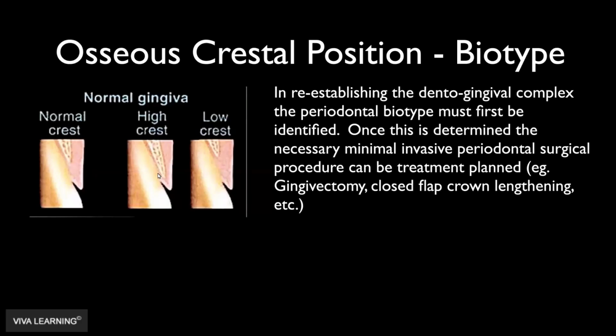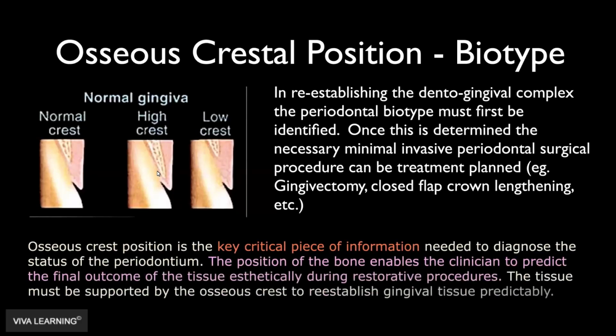same thing, which is to gain more tooth structure here, then you can see how the osseous crest is in the way. And so if you were to go ahead and try to do a gingivectomy here, you're going to have exposed alveolar crest that you would need to move 3 millimeters under the new gingival margin. So let's look at how we're able to do that, okay? That critical piece of information allows us to understand how we're able to predictably reestablish that dental gingival complex. The position of bone enables the clinician to predict the final outcome of the tissue aesthetically, because you know exactly it's 3 millimeters, okay?